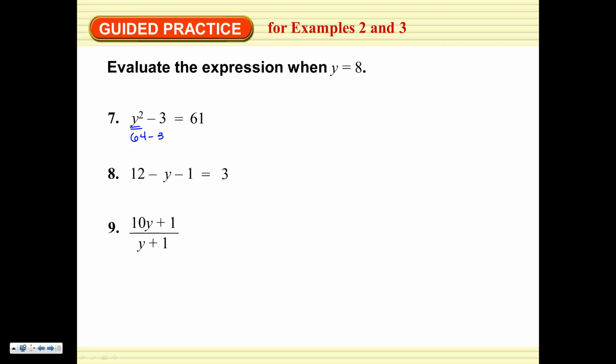And number 9 is a fraction like our example. So we're going to put in the 8 for both of the y's. And we end up with a numerator of 80 plus 1, or 81, and a denominator of 8 plus 1, or 9. And so 81 divided by 9 does equal 9.